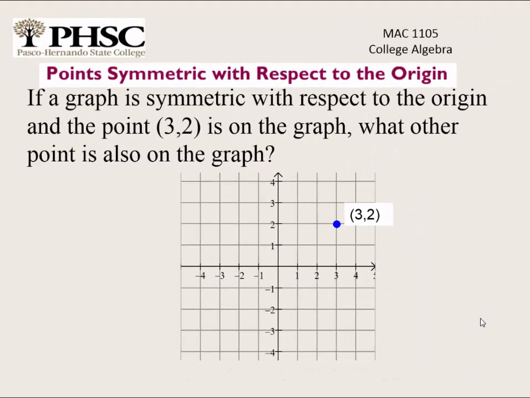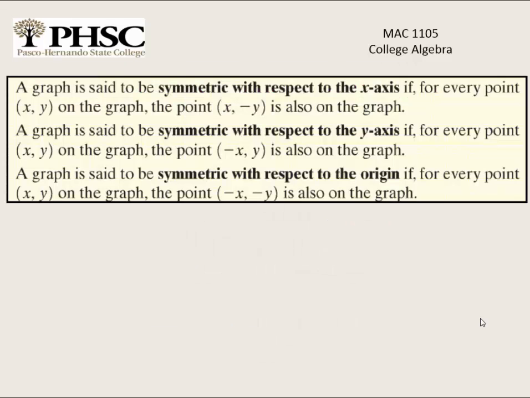So if it is symmetric with respect to the origin and (3, 2) is on the graph, then what other point is on the graph? Well, (negative 3, negative 2) would be on the graph. And here's a rundown, and I'm not going to go through them, but I suggest that you write this down so when you take a quiz and a test, you have these points handy.